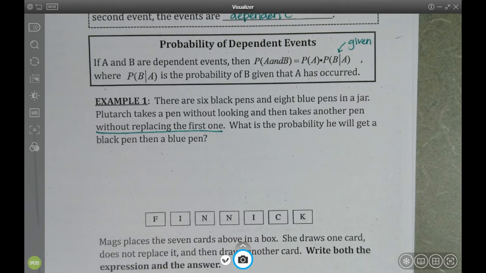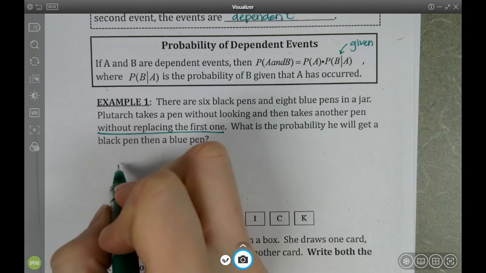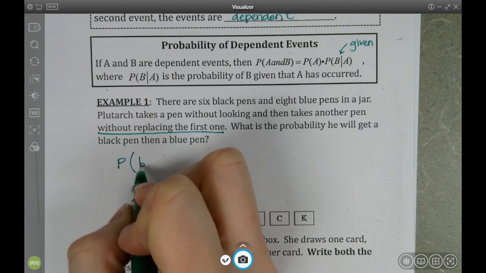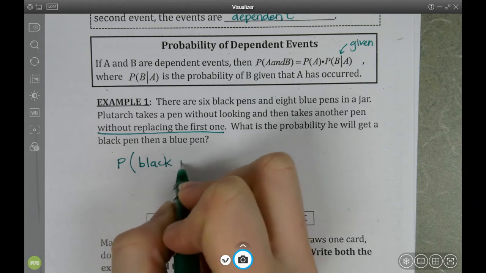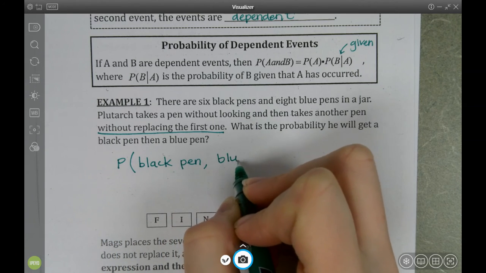Okay, what's the probability he will get a black pen and then a blue pen? So we want to know the probability that the first draw is a black pen and the second draw is a blue pen.